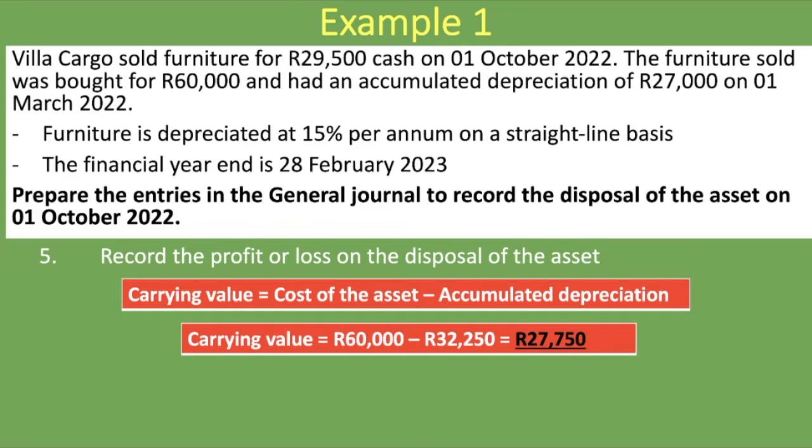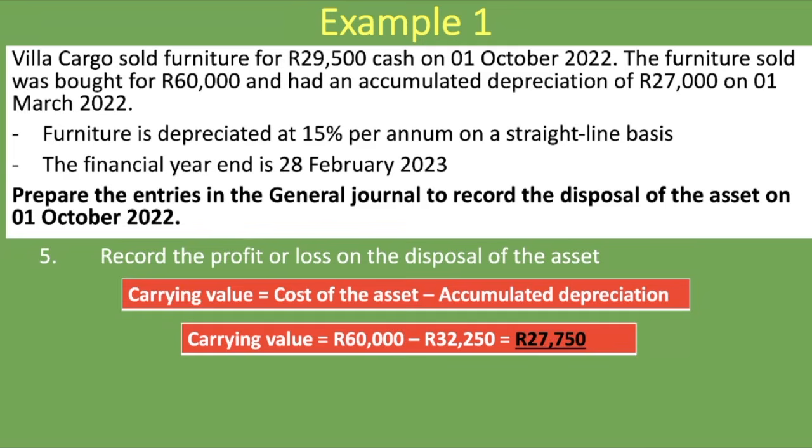Once you have the carrying value, you may not have needed to calculate it. Maybe you were given the carrying value at the date of sale. So you just need to compare that carrying value to the proceeds, okay? So our asset was worth 27,750 rand at the date of sale, but we sold it for 29,500 rand. So we got a higher amount than what it was worth. So that makes it a profit on disposal of asset. So that's as easy as it is. Comparing the carrying value to the proceeds, and you are able to determine whether it's a loss or profit on disposal.